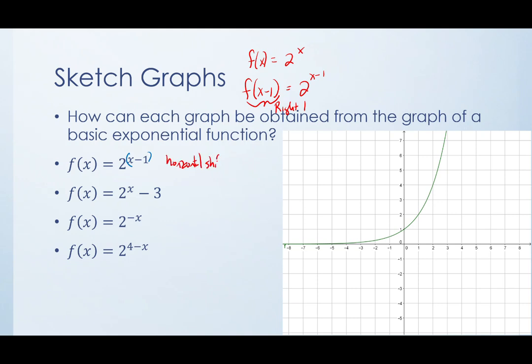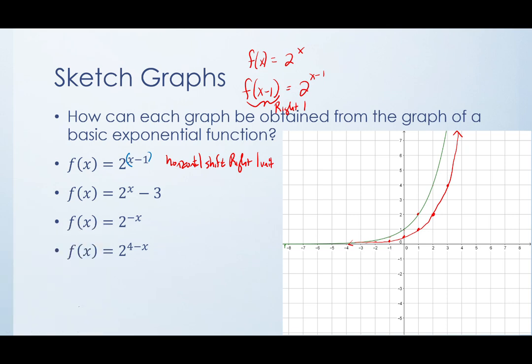Horizontal shift right 1 unit, right? And so if you just write 1, I'm going to know what you mean there. So we can say, okay, I just need to take each point and I'm going to move it, this one over, and this one over, and then we're going to connect the dots as best we can. There we go. So there's our first one.